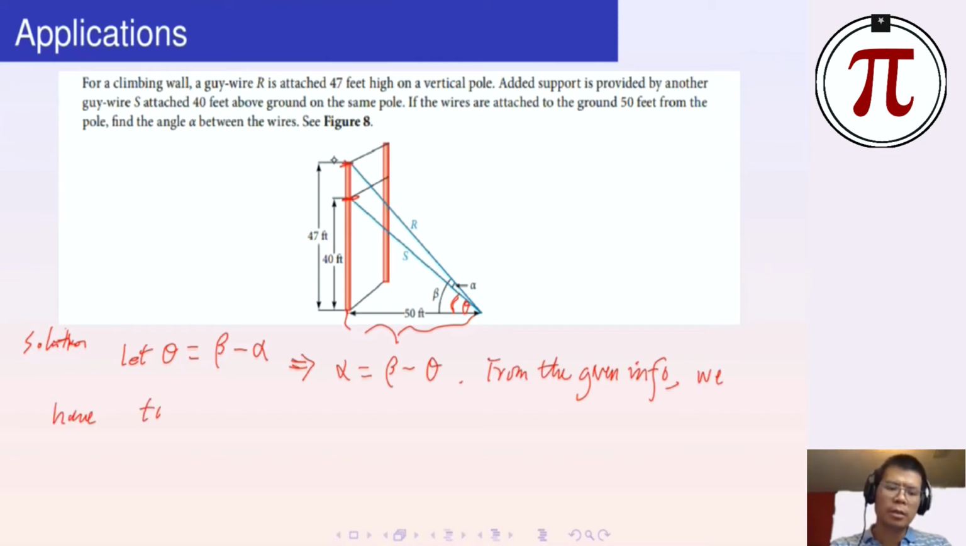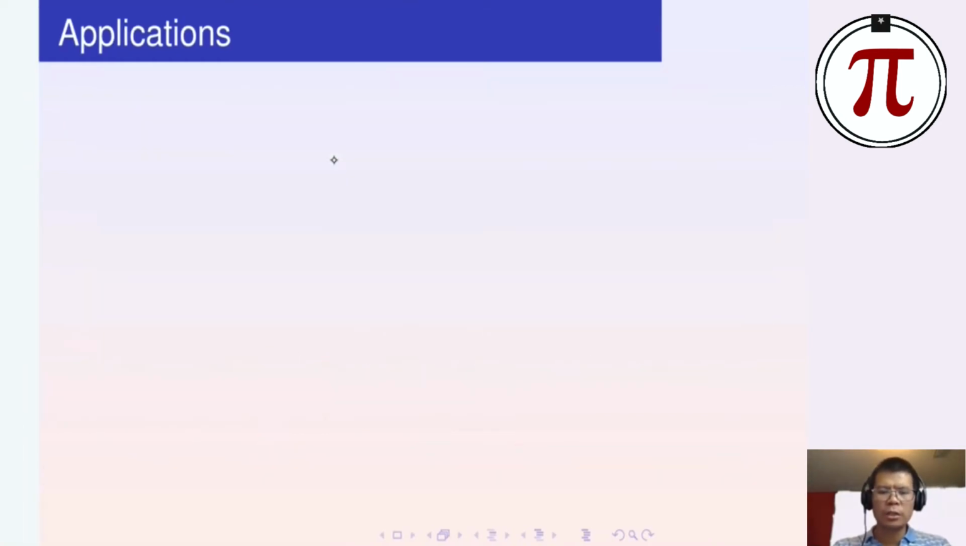Tangent beta equals what? Tangent beta is 47 over 50, right? It's the larger angle, 47 over 50. So what about tangent theta? 40 over 50, or 4 over 5. Yes. Now we can just use the difference formula to calculate this one, right?